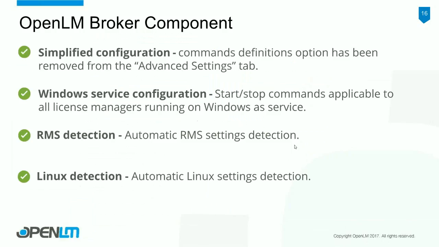The OpenLM Broker had a few new enhancements. First of all, the RMS can now be automatically detected, something that was not present in version 3.3. Also, automatic detection is now available for Linux.